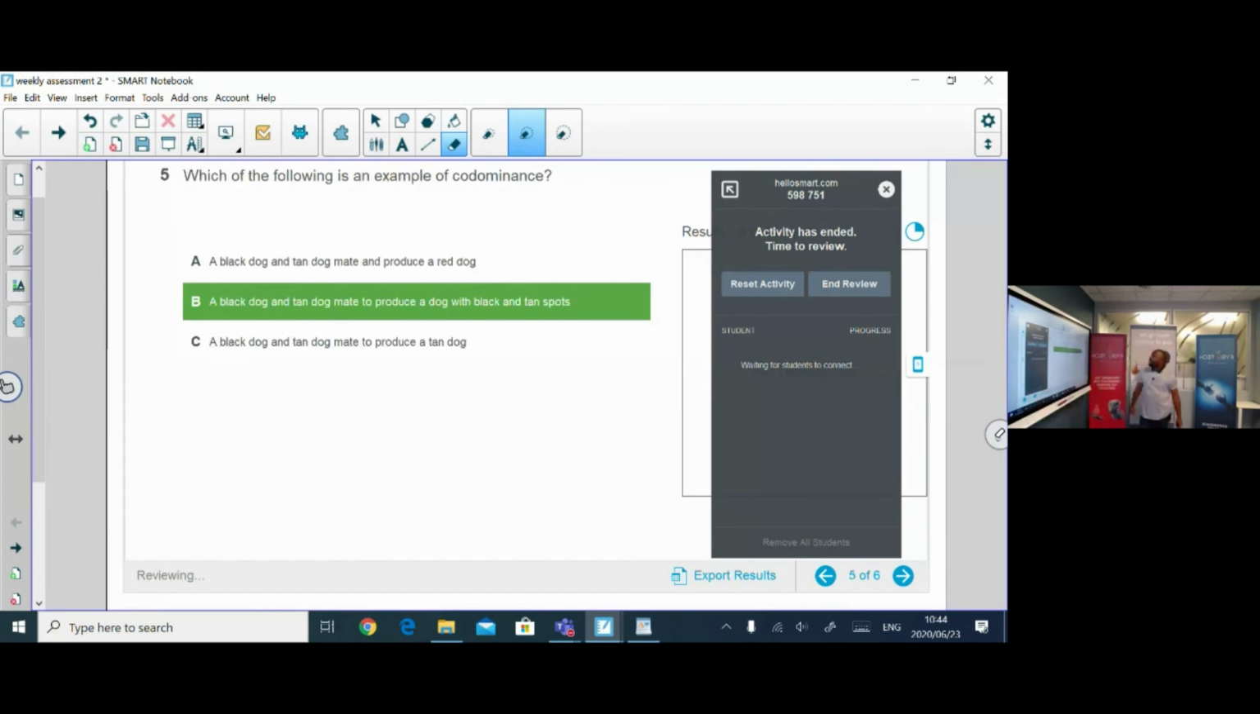Question 5. Which of the following is an example of codominance? A black dog and a tan dog mate to produce a red dog. That could be incomplete. A black dog and a tan dog mate to produce a dog with black and tan spots. I could see black and tan in the dog, so that is codominance. A black dog and a tan dog mate to produce tan. This is complete dominance. So with codominance, we should see both colors.